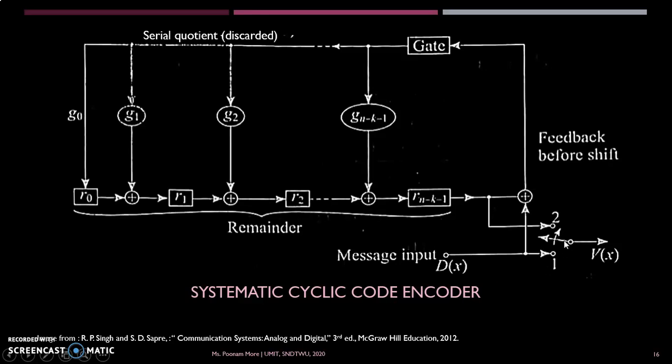In step 1, this switch is kept at position 1 and the message input bits from D0 to DK-1 will be sent over the communication channel, as well as to the system through the gate, so as to generate the parity bits.